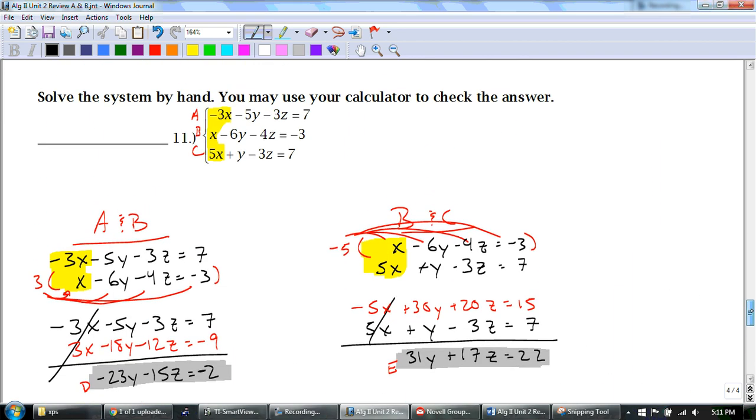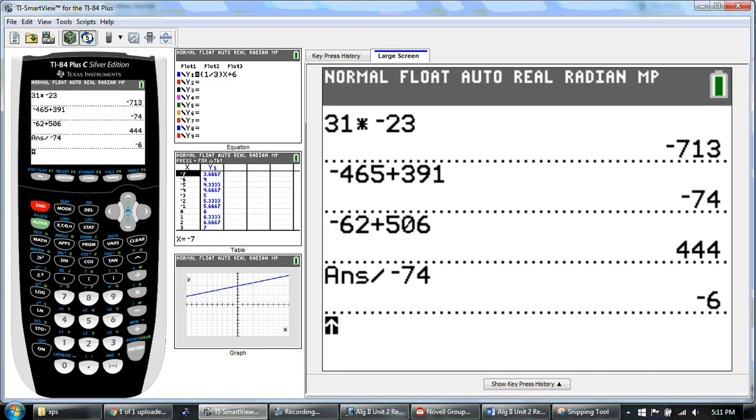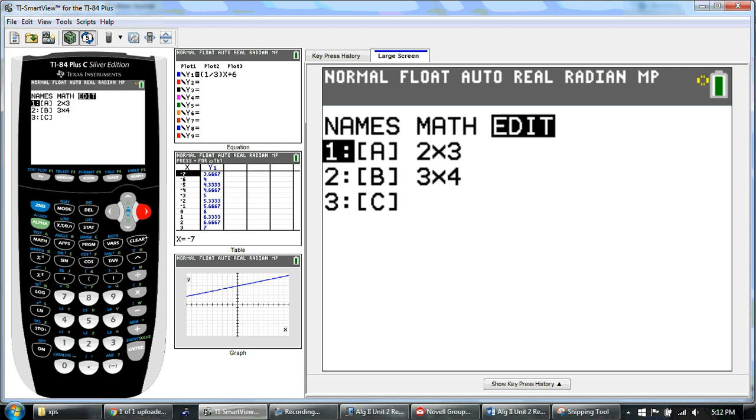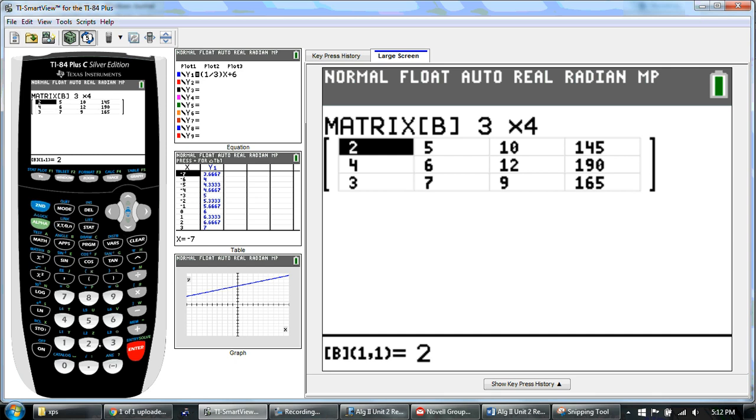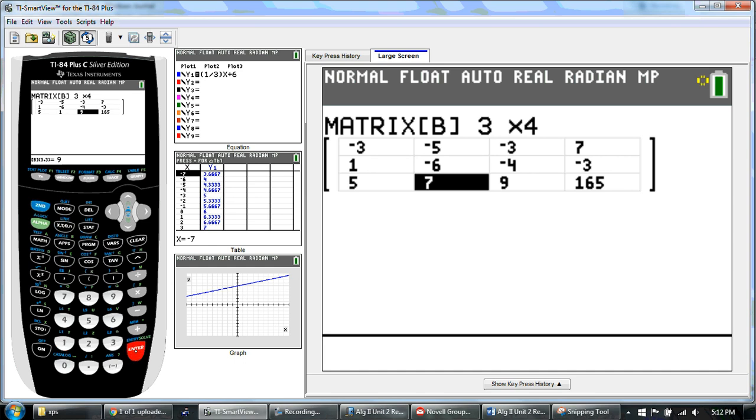Okay, and I'm just going to come back up here to write -3, 4, and -6. So yes, guys, we know that you could come into your matrix. I'm going to edit B. I know it's a 3 by 4, and you could have gone -3, -5, -3, 7. Sorry, I need to talk while I do this, so I make sure I plug in all the right numbers. -6, -4, -3, 5, 1, -3, and 7.